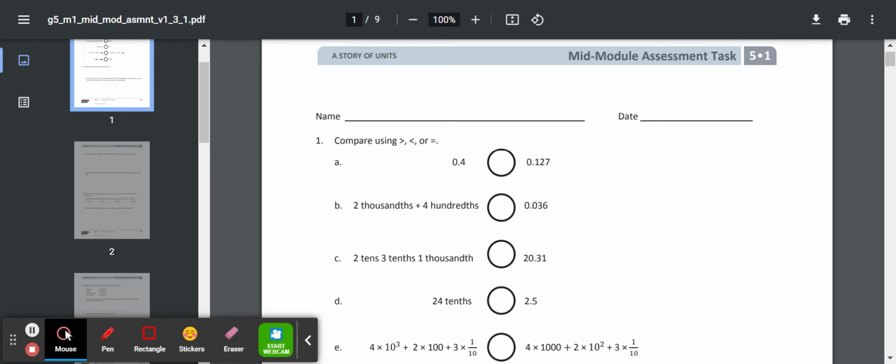Everyone, this is the mid-module assessment task. I will just be reading the words on the assessment task.